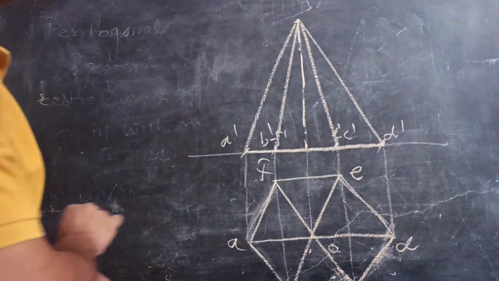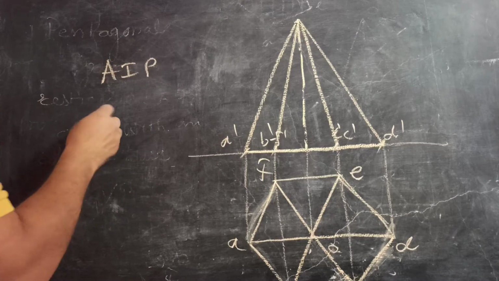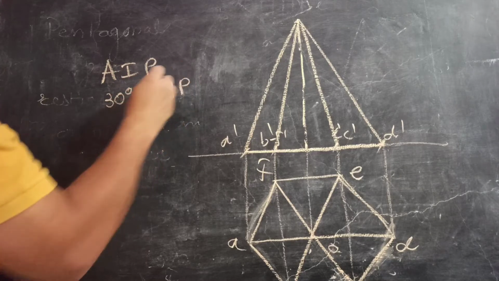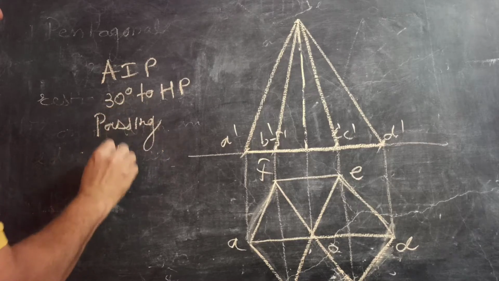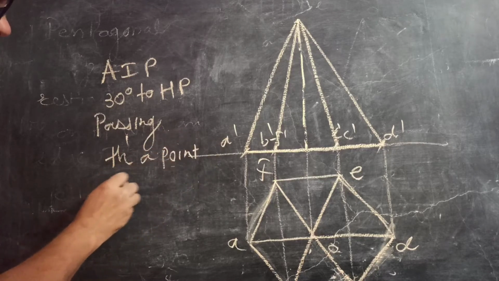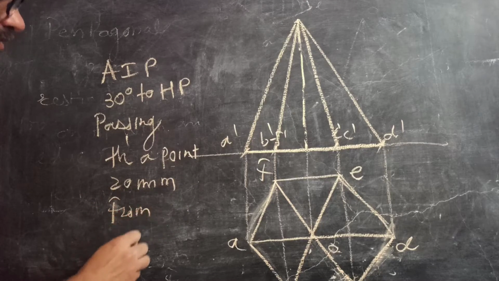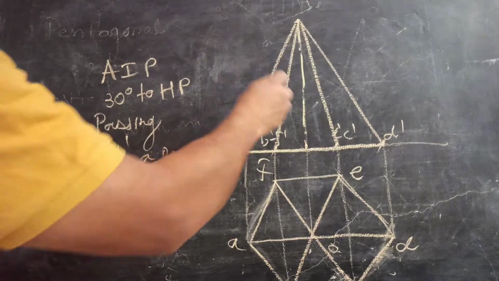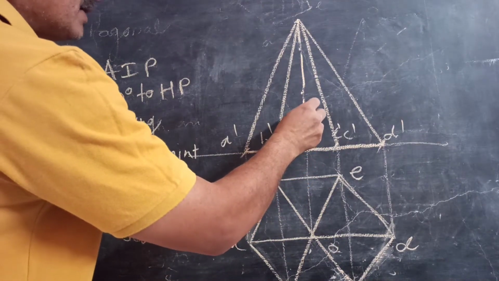Now it is given that it is cut by an AIP, inclined 30 degrees to HP and passing through a point, whatever it may be, 20 mm from the base. So this is the axis. It cuts the axis at 20 mm from the base. You can mark this point.